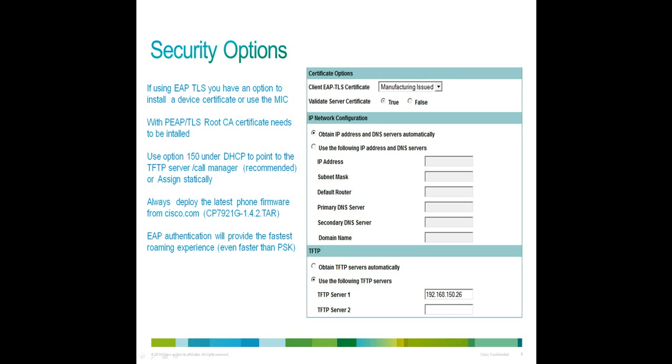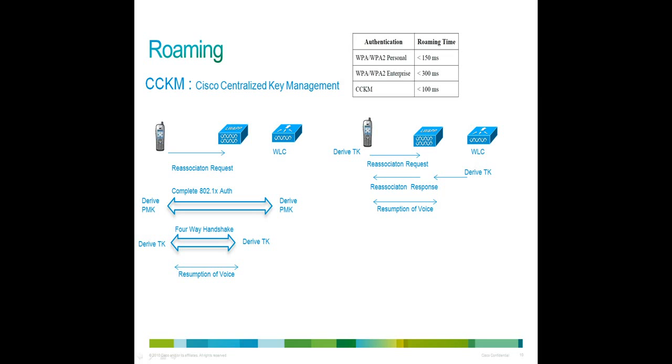Finally, from a roaming perspective, it is recommended to use 802.1x-based security with CCKM encryption, as it provides the best roaming experience, even when compared to a PSK-based authentication. I will briefly talk about CCKM in the next slide. One of the critical components in a voice over wireless LAN deployment is the roaming aspect, and that's where the Cisco Centralized Key Management comes in.